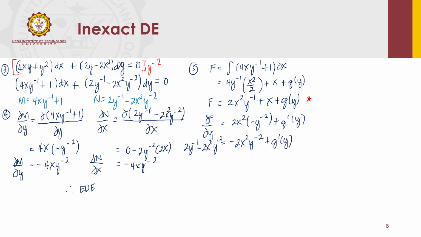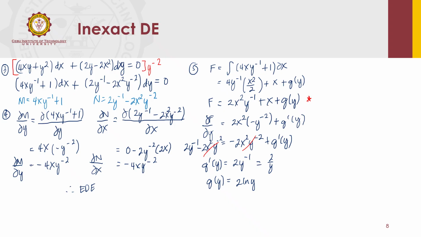So there is a common term on both sides of the equation. We can cancel these out, leaving g prime of y, which is a pure function of y, 2y to the negative 1. And by integration, we solve for g of y. So the integral of 2y to the negative 1, with y as the variable of integration, is 2 ln of y, right? This is 2 over y, so 2 ln of y.